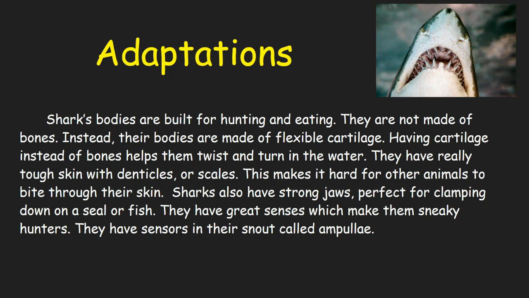So, boys and girls, every detail I have after this has to be about their bodies and how they're built for hunting and eating. They are not made of bones. Instead, their bodies are made of flexible cartilage. Having cartilage instead of bones helps them twist and turn in the water. They have really tough skin with tentacles or scales. This makes it hard for other animals to bite through their skin. Sharks also have strong jaws, perfect for clamping down on a seal or fish. They have great senses, which make them sneaky hunters. They have sensors in their snout called ampullae.